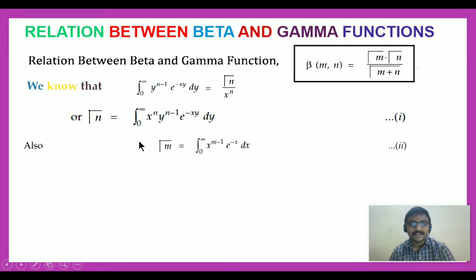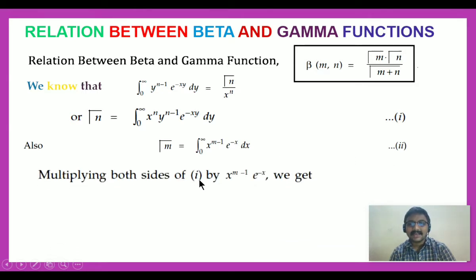Also, by the definition of a gamma function, we will have gamma of m is the integral from 0 to infinity of x power m minus 1 e power minus x dx. Let it be equation number 2. Now multiplying both sides of equation 1 by x power m minus 1 e power minus x, we get, so just multiplying x power m minus 1 e power minus x to equation 1, thus we will have.